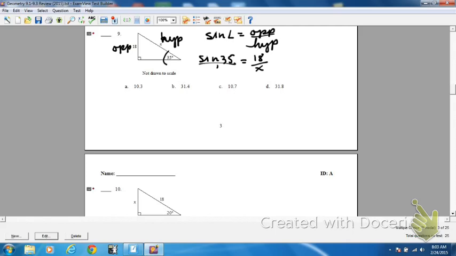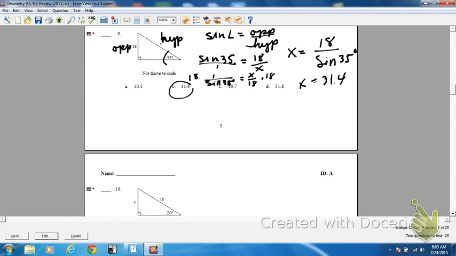We're going to flip that fraction. We get 1 over sine of 35. Now the only reason why we're flipping these is because we have an x in the denominator and it needs to be in the numerator. That's the only reason why we're doing this. Multiply 18. X equals 18 over the sine of 35 degrees. And x equals 31.4, which is B.